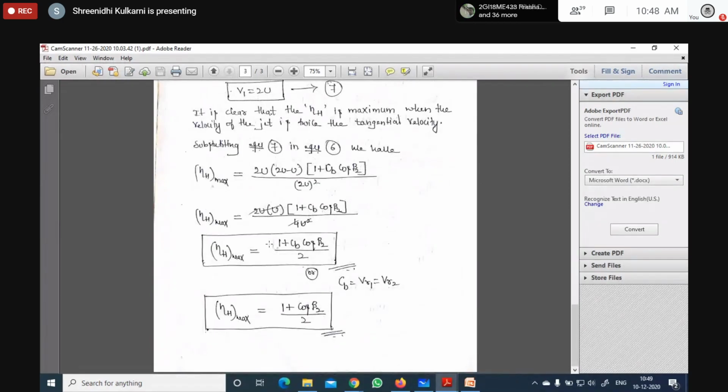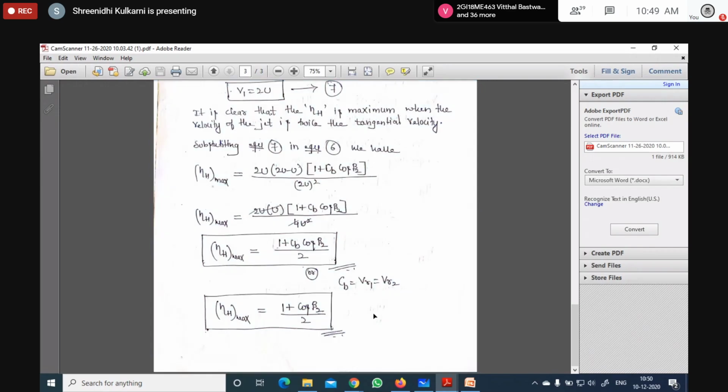Show that or prove that the maximum hydraulic efficiency of a Pelton wheel is given by (1 + cB cos beta 2)/2 or (1 + cos beta 2)/2. If they give the condition that the blades are very rough and there are shocks, we have to show this also. So CB is equal to VR1 is equal to VR2. Clear?